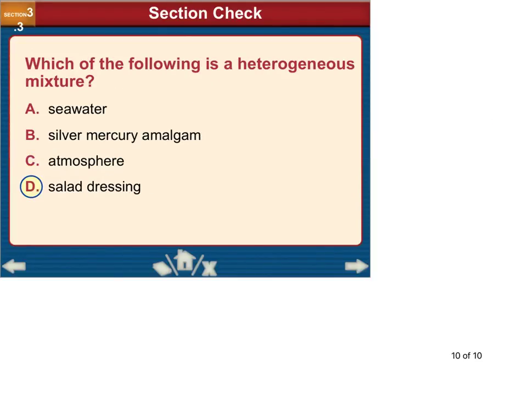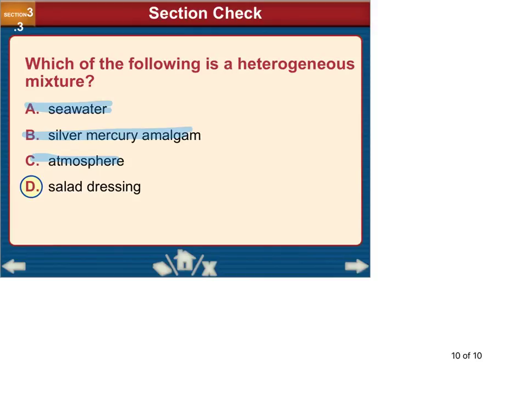Which is a heterogeneous mixture. Seawater would generally be considered homogeneous. Sometimes some of these, depending on where you're getting and what you're talking about, could be either. This silver mercury is homogeneous. Atmosphere, again, we would generally consider to be homogeneous. But if you lived in a city and you had some smog floating around in your atmosphere, then it would be heterogeneous. But I would take the most common.